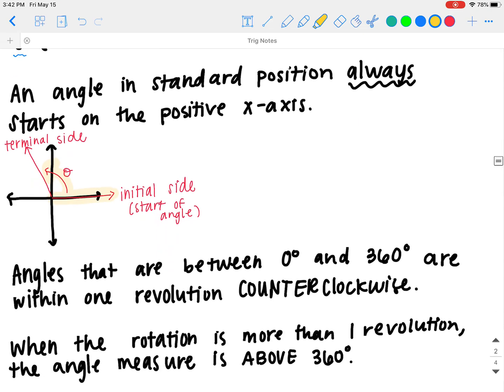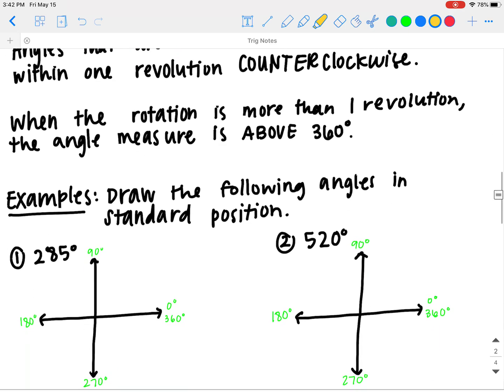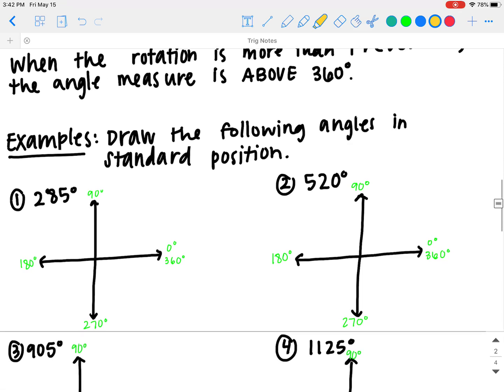Okay, so we can have it stop at 360, but we can also have very, very big angles that are way bigger than 360. That just means that we're spinning around the grid multiple times. Okay, so if we want to draw an angle in standard position, first thing we have to think about is, does it fit between 0 and 360? So example 1, 285, yes, that fits between 0 and 360, so we're going to be able to fit that normally on our grid.